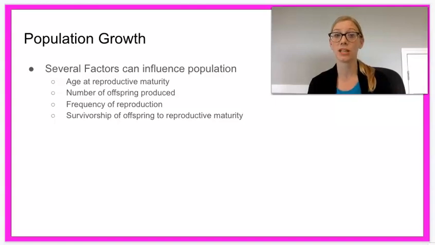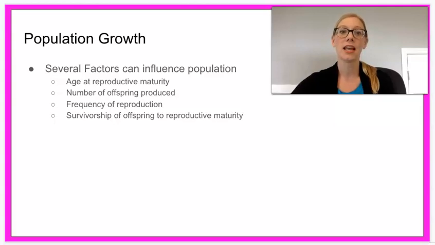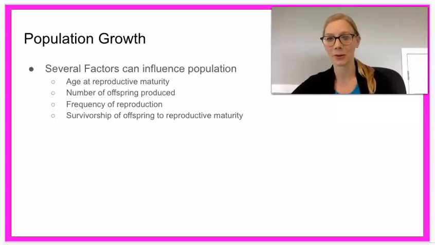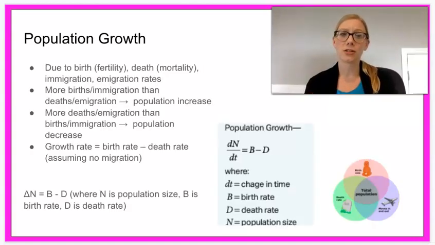And actually being able to reach that reproductive maturity is important so they can continue to reproduce, right? If you just have a lot of offspring, but they never make it so they can reproduce, that can really influence the growth of a population too in the long term. So we can actually measure population growth, right?